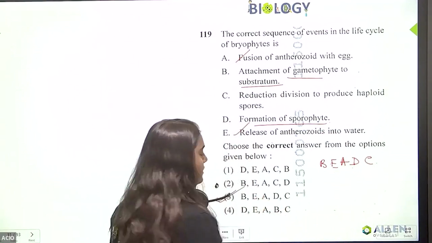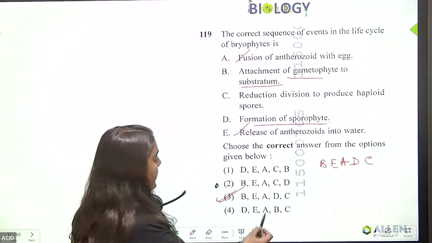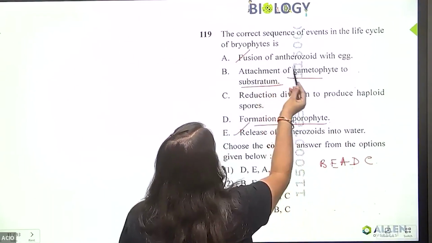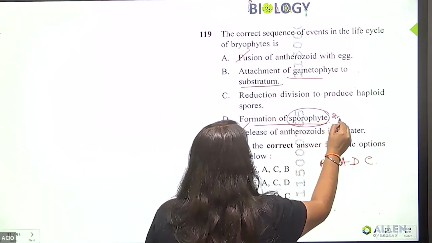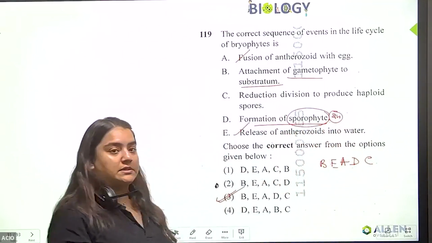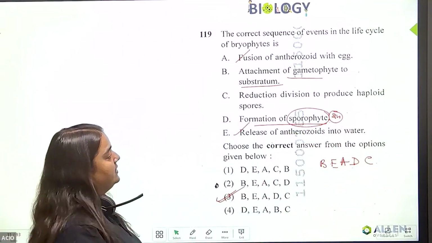BEADC. Yeah, this one, third one, not the second one. First of all, A, and after A, after fusion, you're going to have D. That is formation of sporophyte, which is 2N. And in this sporophyte, now you're going to do what? Meiosis in the spore mother cell. So that's why D will come before.